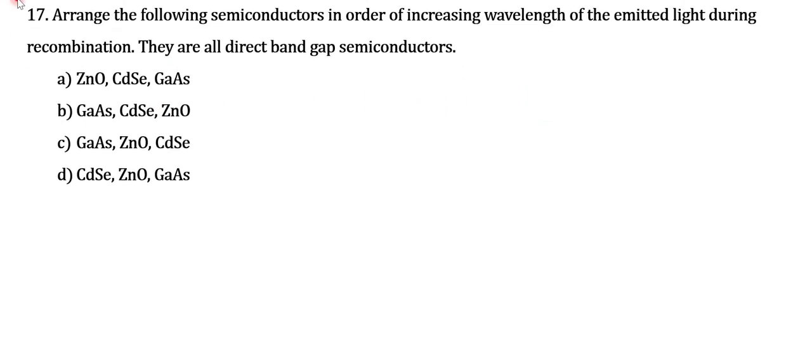So next is arrange the following semiconductors in the order of increasing wavelength of emitted light during recombination. They are all direct band gap semiconductors. So this is more of like either you have to memorize the values or you'll have to just have an intuition. Even if you don't know the actual value, just remember the order. It will depend on the band gap.